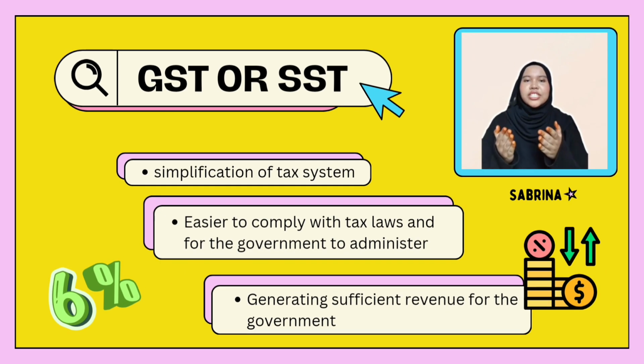Considering the arguments presented by Prof. Emeritus Dr. Barzai Bardai and Raji Kumaran, I believe that GST is more suitable for Malaysia's economic context. It is because of the simplification of the tax system. Implementing a single GST rate simplifies the tax system. Instead of having multiple tax rates and exemptions, a uniform rate like 6% makes it easier for businesses to comply with tax law and for the government to administer and enforce them.